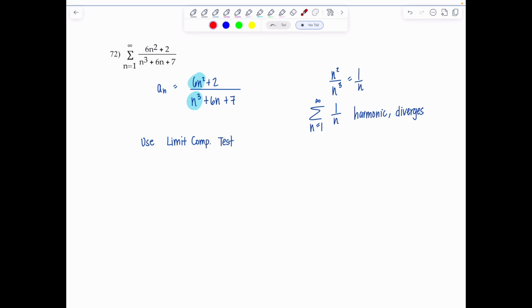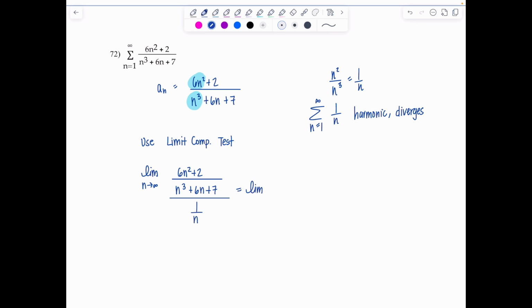We do that anytime this looks kind of like a rational function, well, a function whose domain is the set of natural numbers. So if you have a polynomial top and bottom, and you know it goes to 0, then try limit comparison test. But you have to choose appropriately. So let's look at the limit now as n goes to infinity of the terms of our series divided by the terms of the harmonic series, 1 over n.